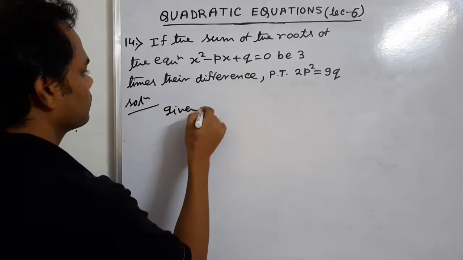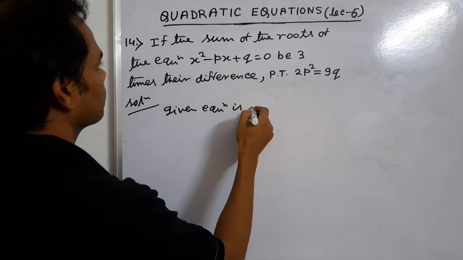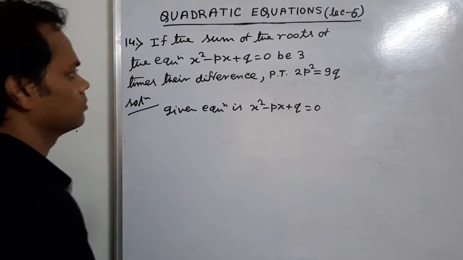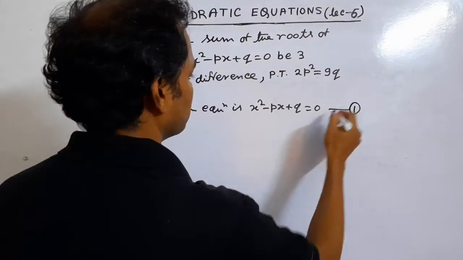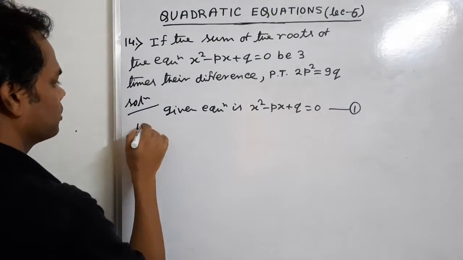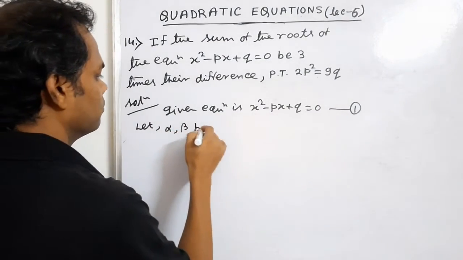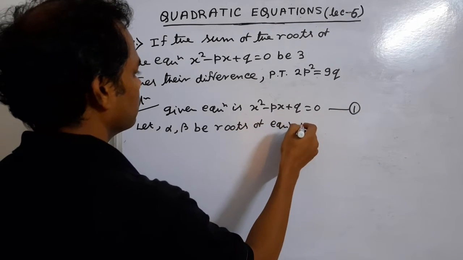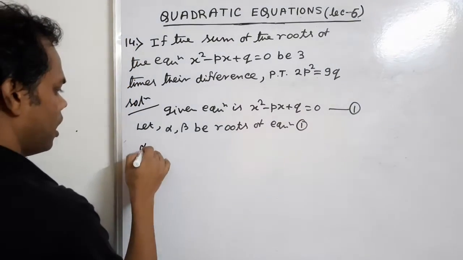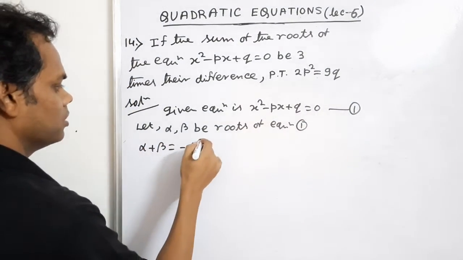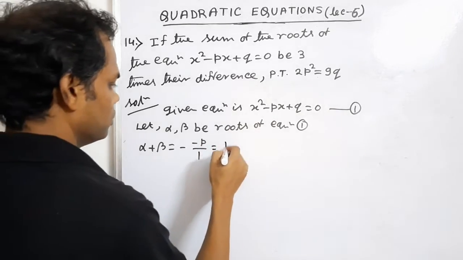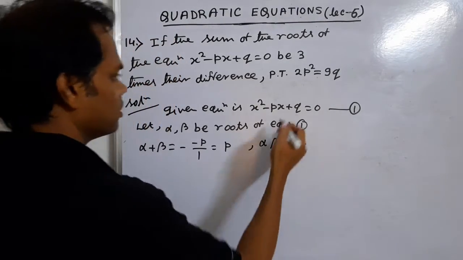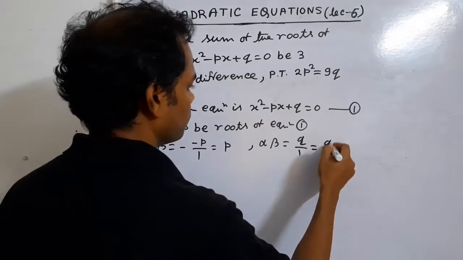Given equation is x square minus px plus q equal to 0, and the equation is 1. Let alpha beta be roots of equation 1, then alpha plus beta equals to minus b by a, so minus of minus p by 1, so this one is p. Alpha into beta equals to c by a, here c is q and a is 1, so q.